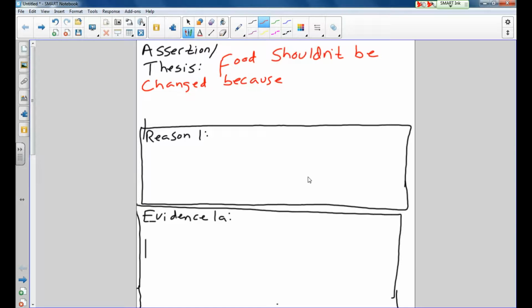Now I need to think of 3 reasons why food shouldn't be changed. And remember, these reasons need to be big enough where I can prove it using 2 pieces of evidence in my articles. So the 3 reasons I came up with are: it changes flavor, it changes people's culture, and it gives us more variety.